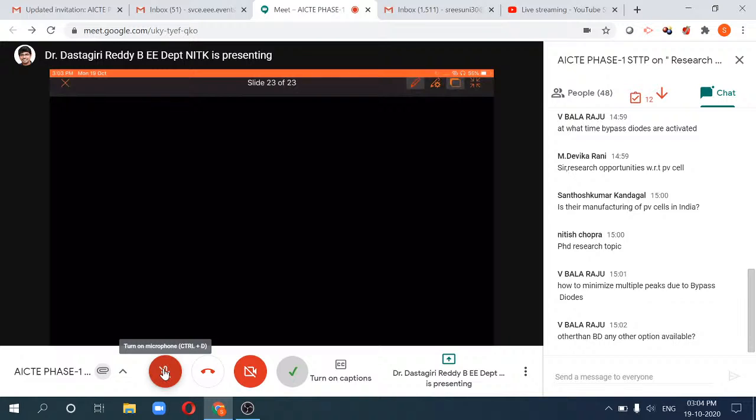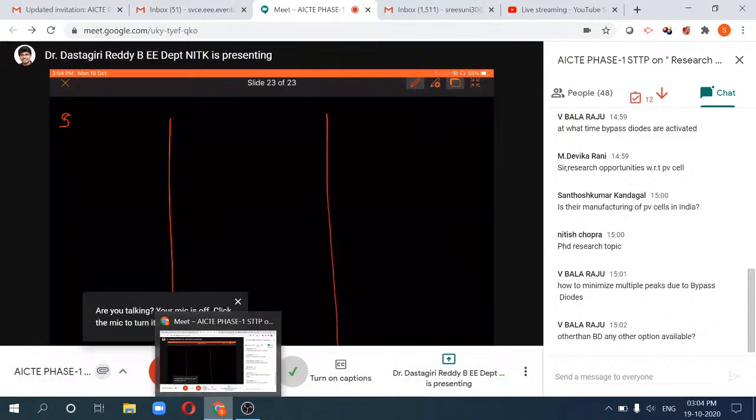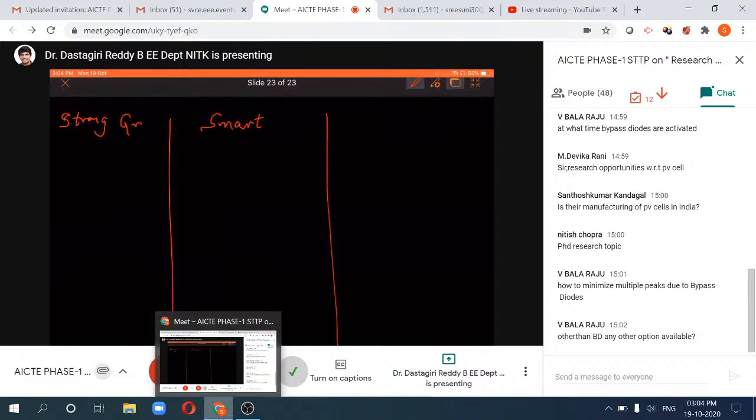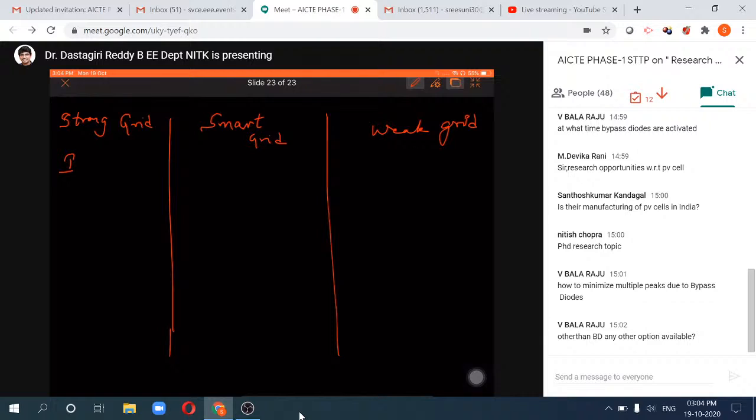Basically, there are three types of grids that you can think of. The main grid is a strong grid, and there is also a weak grid. A strong grid is an ideal voltage source. We can take that as an ideal voltage source.